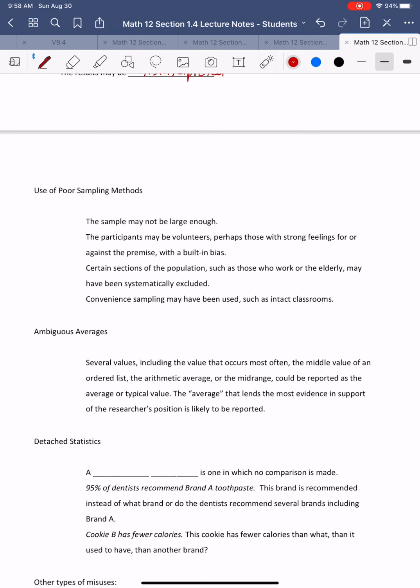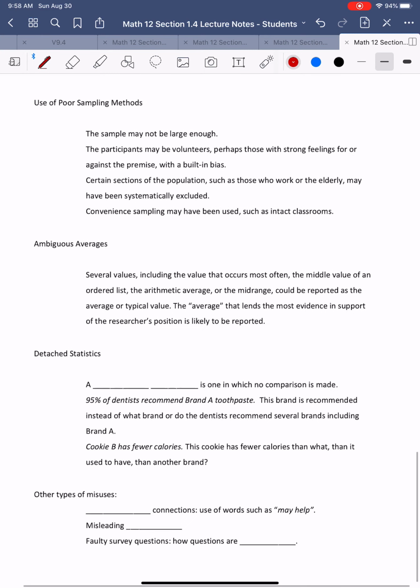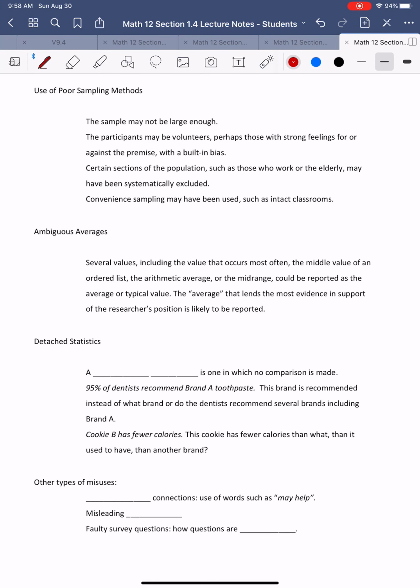All right, so use of poor sampling methods. The sample may not be large enough. Participants may be volunteers, perhaps those with strong feelings for or against the premises, with a built-in bias already. Certain segments of the population, such as those who work or the elderly, may have been systematically excluded. Convenience sampling may have been used, such as intact classrooms, or ambiguous averages, where you can't really tell what it is.